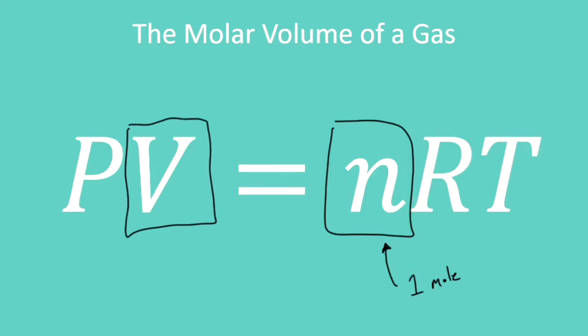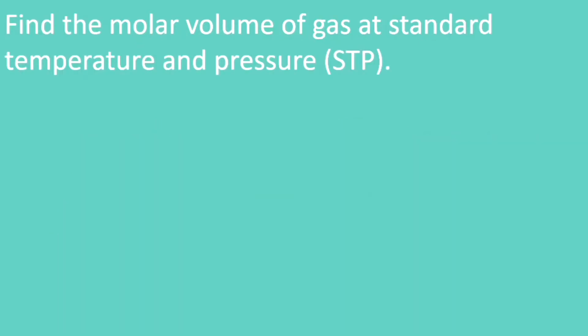Of course, as you would realize looking at this equation, we'll also have to plug in a temperature and a pressure. And what that means is the volume of a mole of gas depends on temperature and pressure. So we're going to calculate the molar volume of a gas at just one particular temperature and pressure. What temperature and pressure should we choose? We're going to choose the standard temperature and pressure.